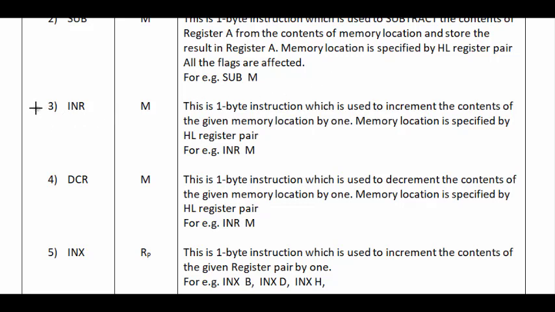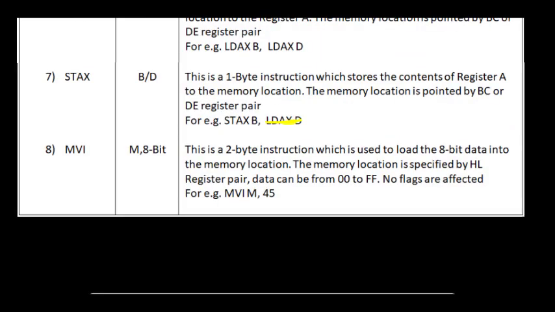Next we do INR M and DCR M. INR M is a 1-byte instruction, and it increments the contents of the memory location pointed by HL by 1. DCR M is also a 1-byte instruction. It decrements the contents of the memory location pointed by HL by 1 unit. So let us see this example.